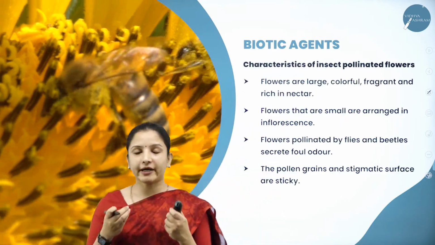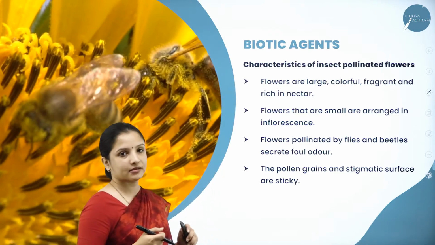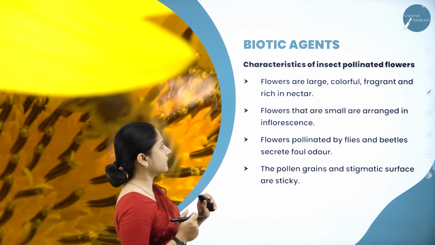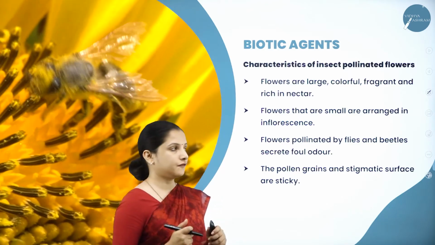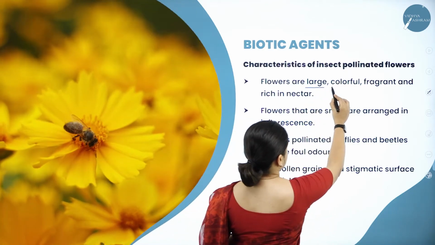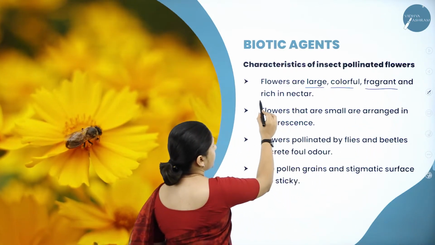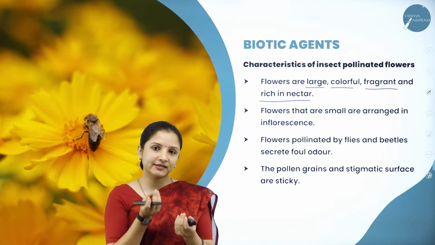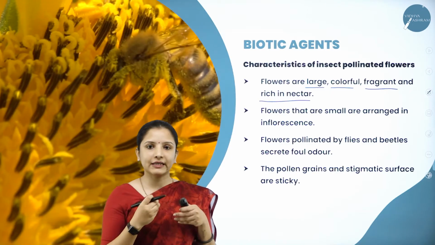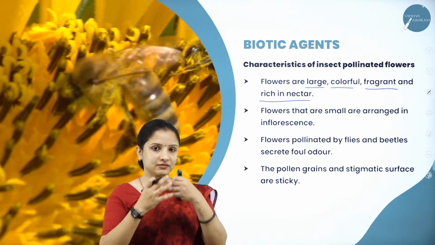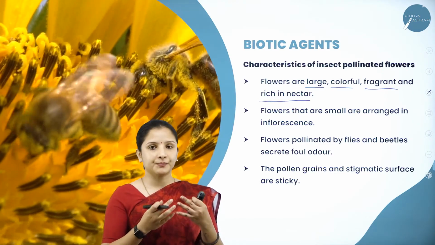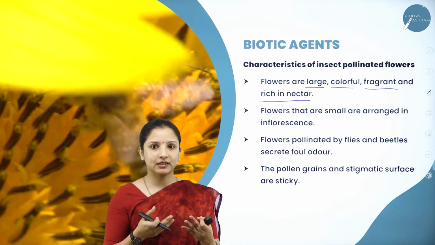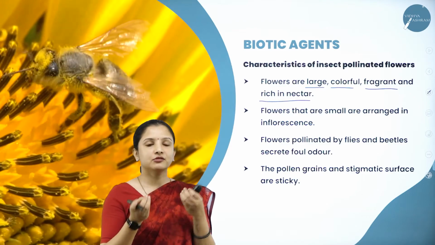So even biotic agents have some characteristics. So we'll study the characteristics of insect pollinated flowers. Usually insect pollinated flowers should be large, colorful, fragrant, and rich in nectar. Large, because of large colorful petals. You always see a small flower, it is quite less attractive. But imagine if a flower has very large petals and it has a good scent, good bright color and abundant nectar present in it, then the bees or the insects usually visit them.